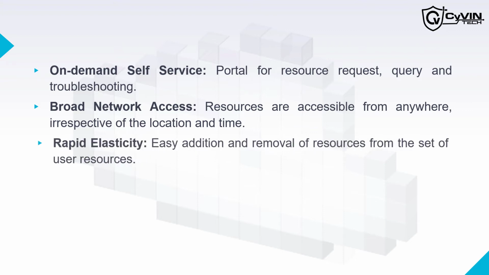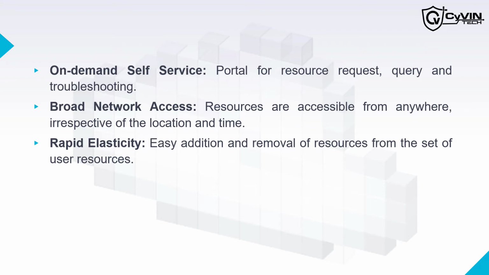Rapid elasticity means that the resources must be easily scaled up, or say added to the user's set of resources, and scaled down or removed from the user's set of resources as required, and this operation must be as fast as it can be. A cloud environment must have enough systems in action to automatically deliver or remove resources in order to provide just the right amount of assets to the user.